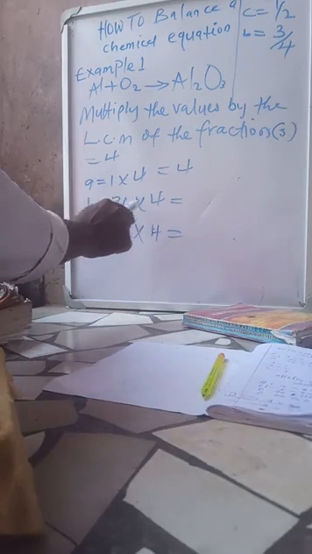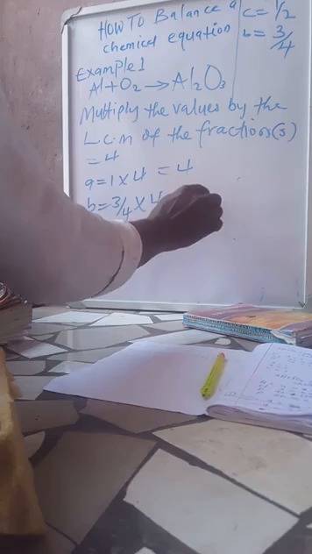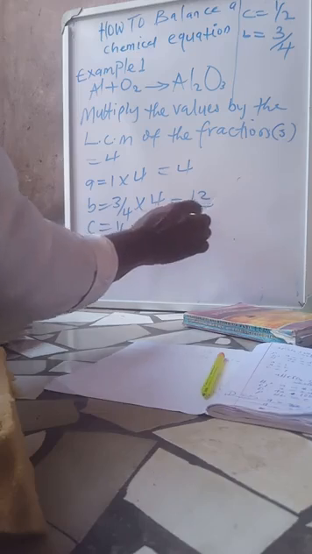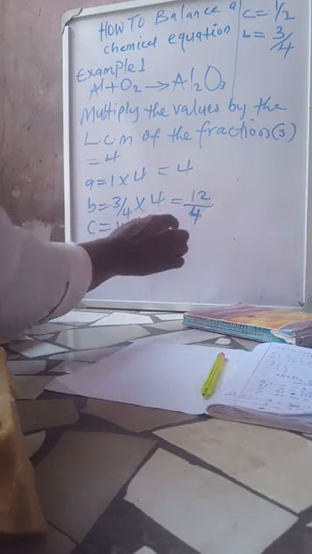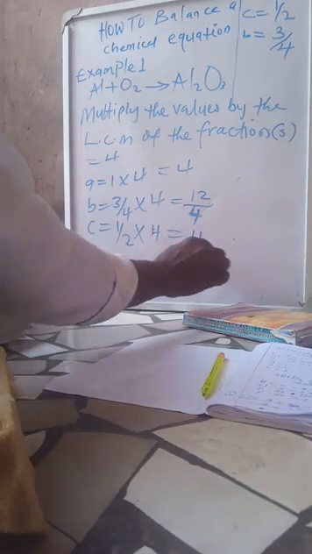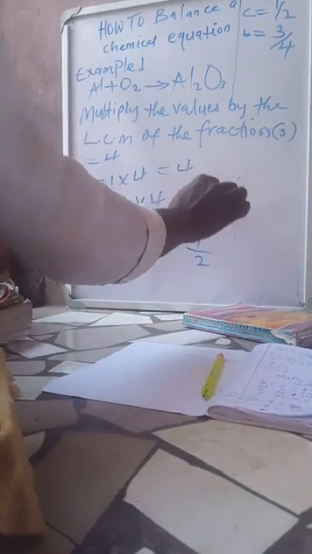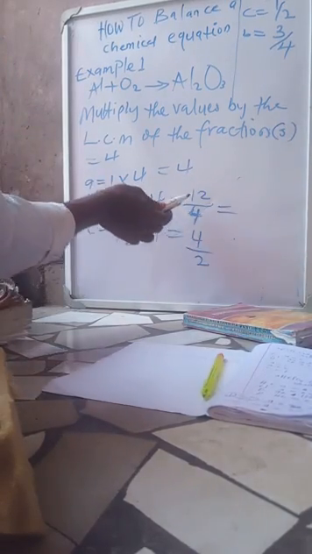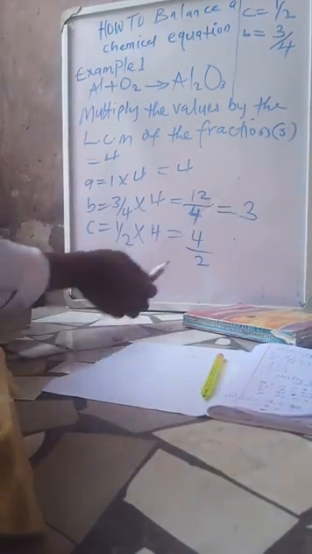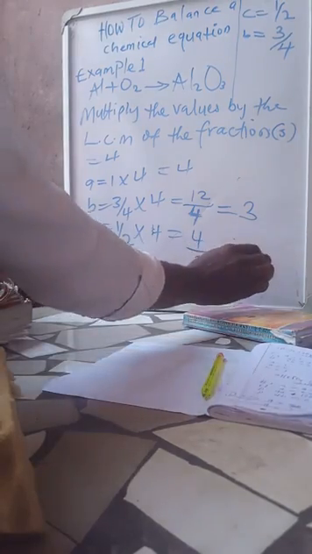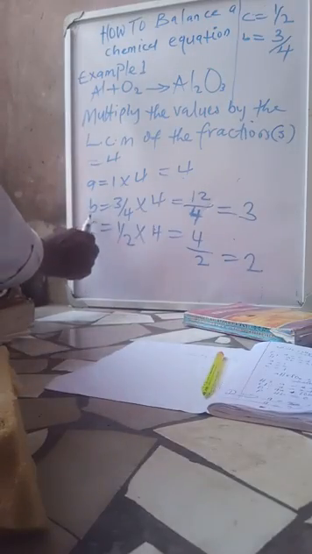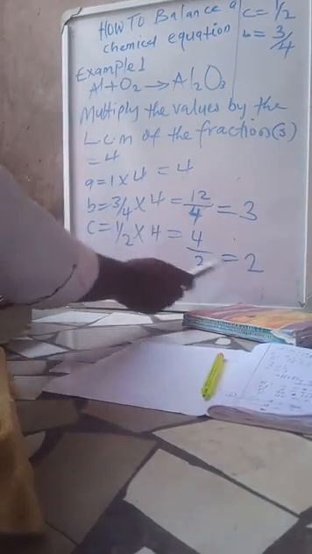So 3 times 4, we have 12 over 4. Then 1 times 4 is 4 over 2. So we have 12 divided by 4, we have 3. And 4 divided by 2, we have 2. So finally our value for A is 4, our value for B is 3, our value for C is 2.